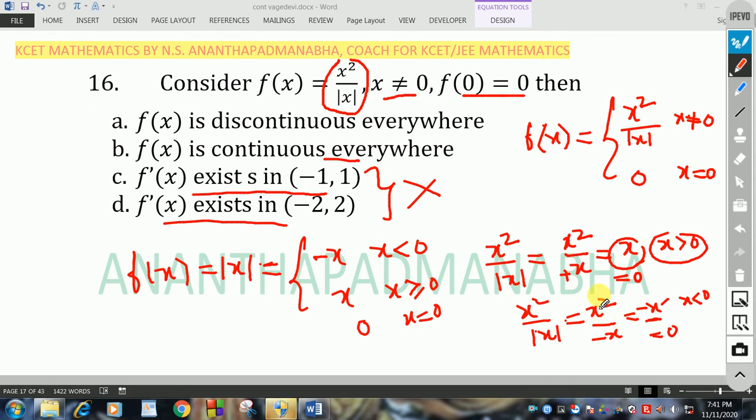Now at x equal to 0, x square by modulus of x is equal to x, which is 0 when x approaches 0. Clearly it is continuous at x equal to 0 also. Therefore f(x) is continuous everywhere is the right answer. So option B is the correct answer.